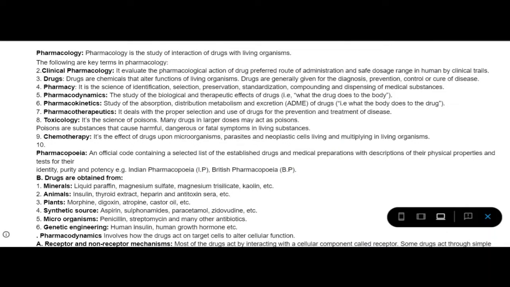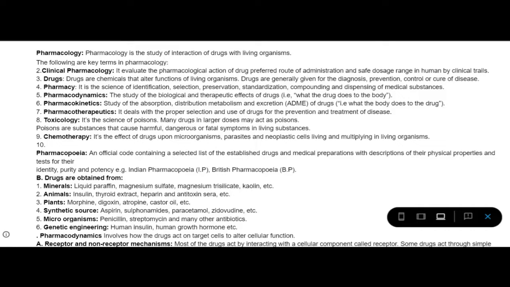Okay, let's see clinical pharmacology. What does it mean? This evaluates the pharmacological action of a drug, preferred route of administration, and safe dosage range in humans by clinical trials.